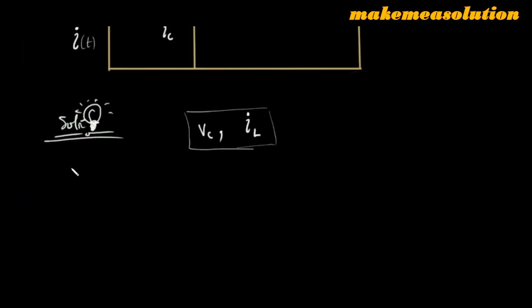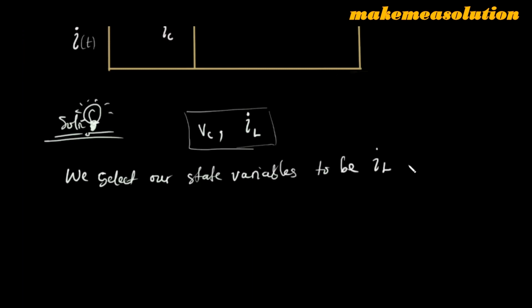So that's the first declaration. So we select our state variables to be IL and VC. That's the inductor current and the capacitor voltage.